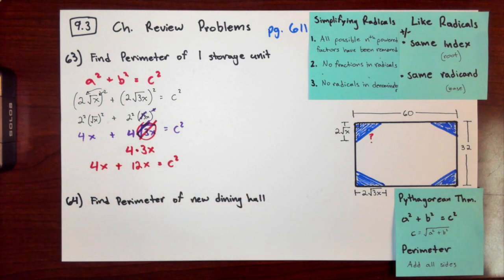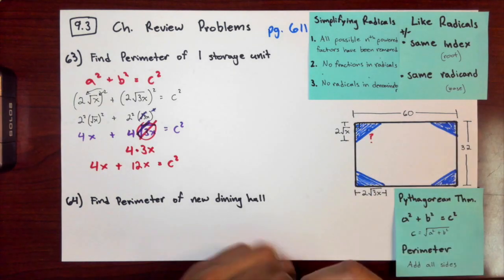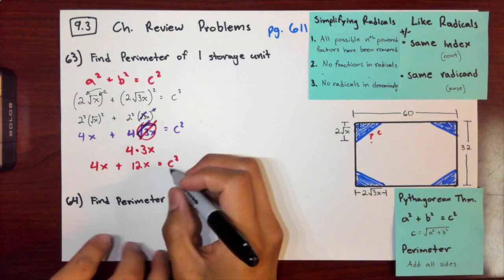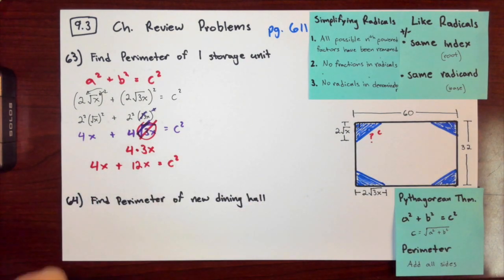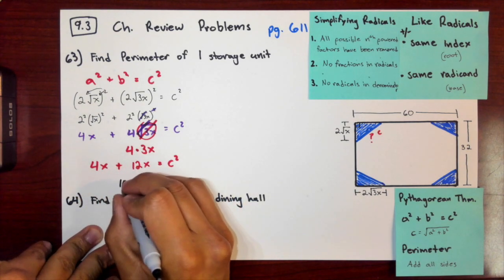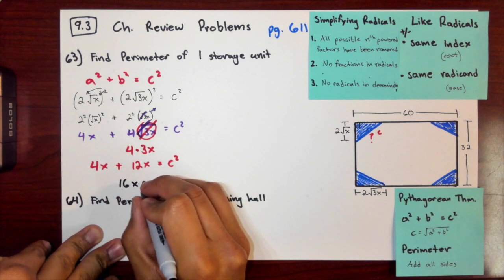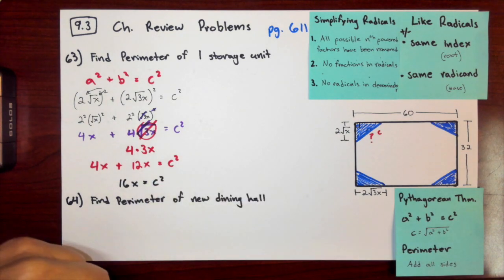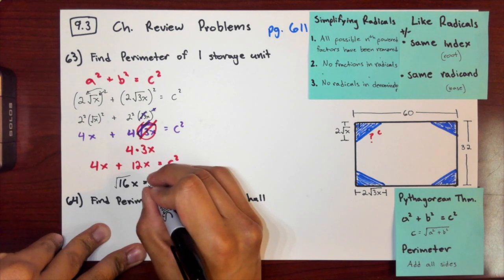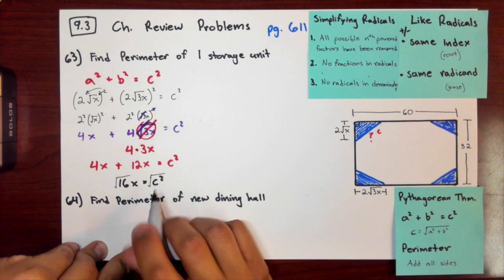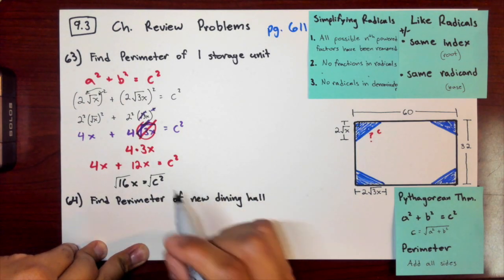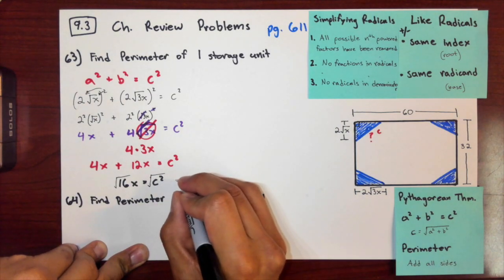Now, how do we get c, right? Because this right here has to be c. That's not going to be c squared. So how do we get c? We're going to have to take the square root. But first, let's combine like terms. So once we combine like terms here, 4x plus 12x gives me 16x equals c squared. To be able to get c, we have to take the square root. And remember, we're assuming only the positive value, right? So take the square root of c squared. That will give me c.